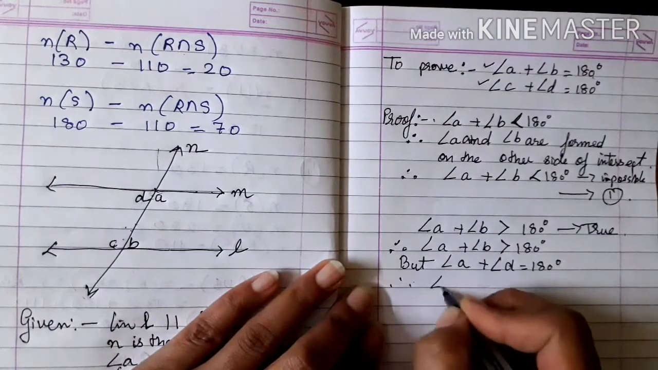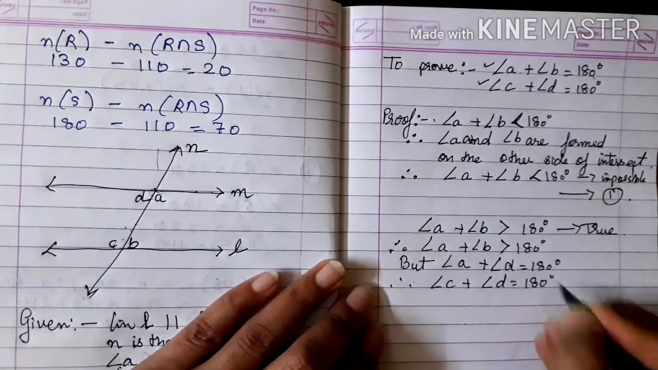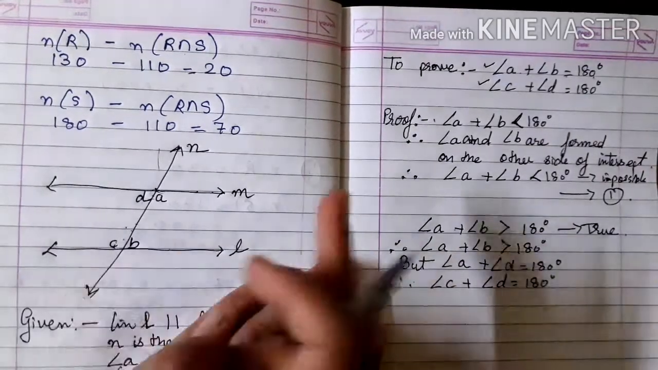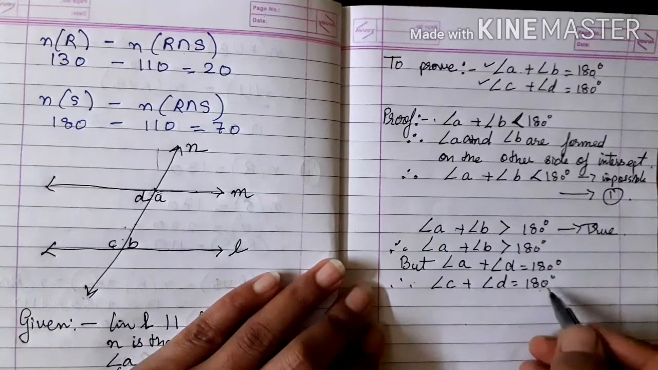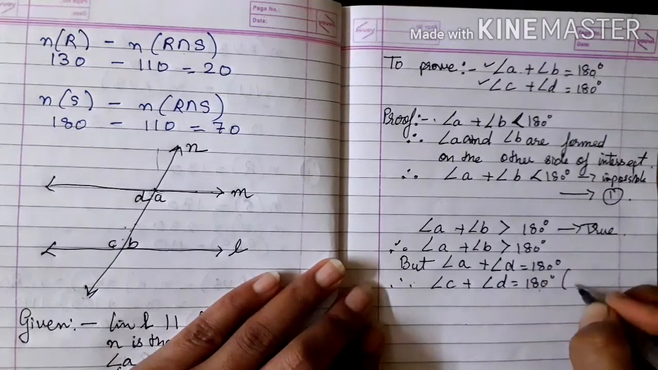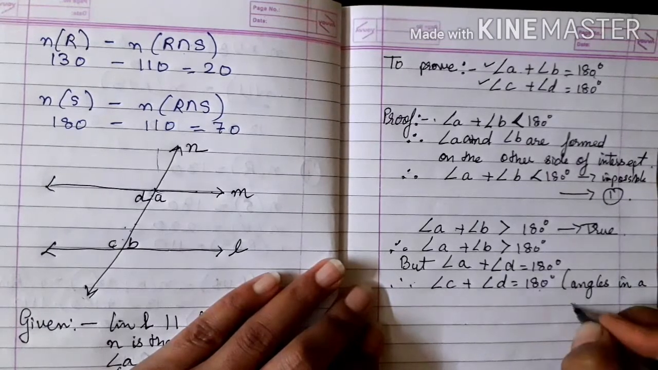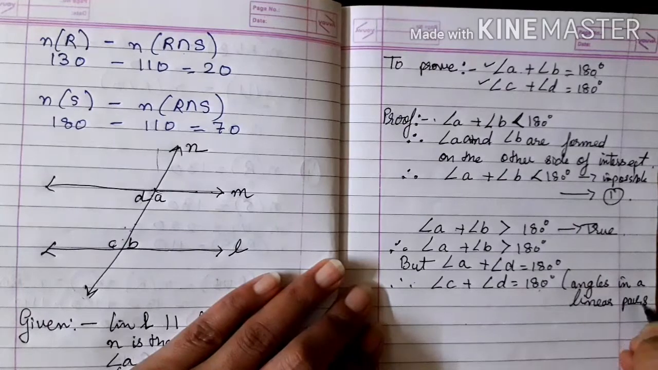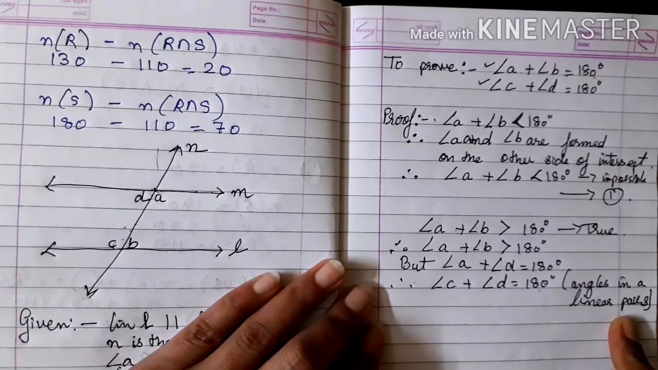Therefore, angle C plus angle D is also 180. Got it? If we take the interior angles from either side, both state that they are 180 degrees. What reason do we have to give? Angles in a linear pair. Got it? This is the reason for this theorem.